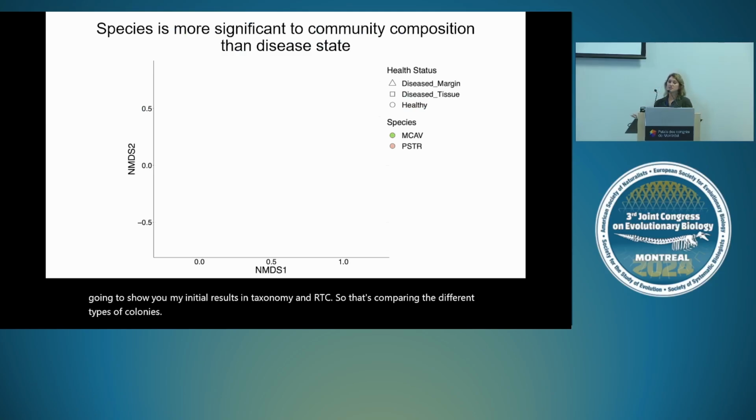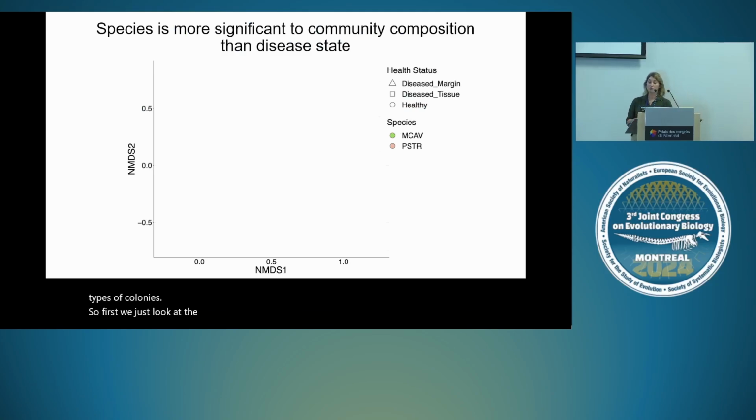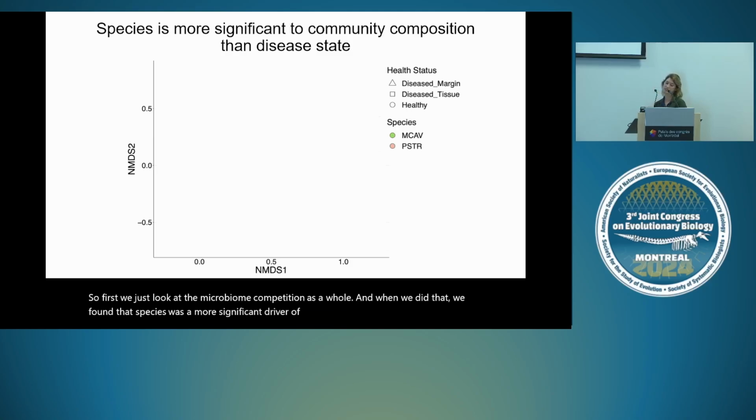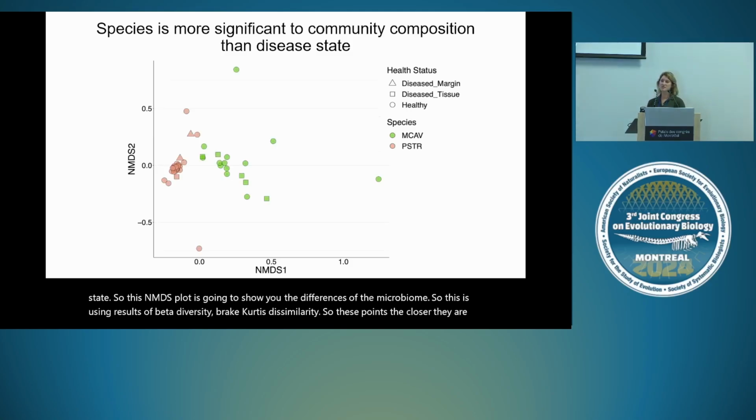So first we just look at the microbiome composition as a whole. And when we did that, we found that species was a more significant driver of community composition than disease state. So this NMDS plot is going to show you the differences of the microbiome. So this is using results of beta diversity, Bray-Curtis dissimilarity. So these points, the closer they are together, that means their microbiome composition is more similar versus ones that are farther apart have less similar microbiomes.